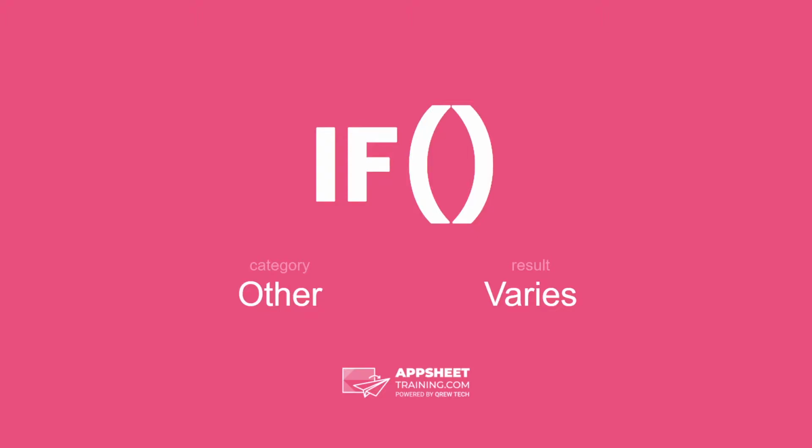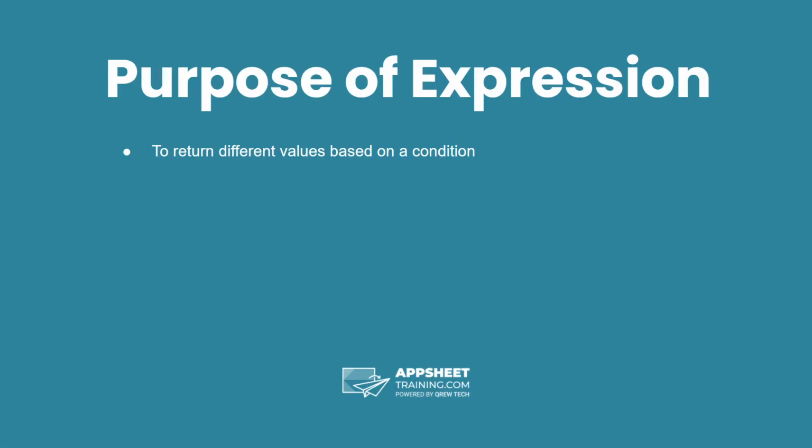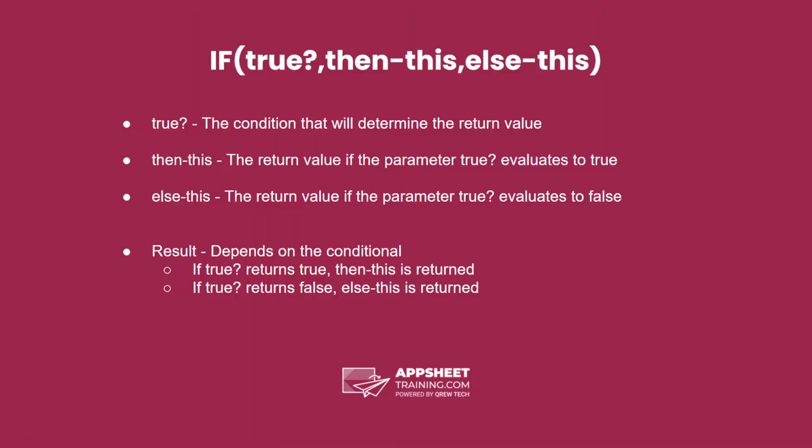The if expression is in the category other and has varying results for its data type. The purpose of this expression is to return different values based on a condition. The if expression has three parameters. The first is the condition that will determine the return value. The second is what is returned if the condition returns true, and the last is what is returned if the condition returns false. The result depends on the condition.